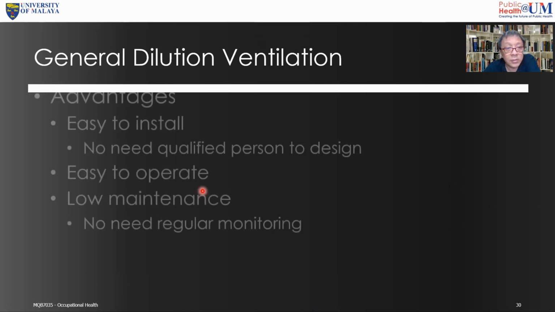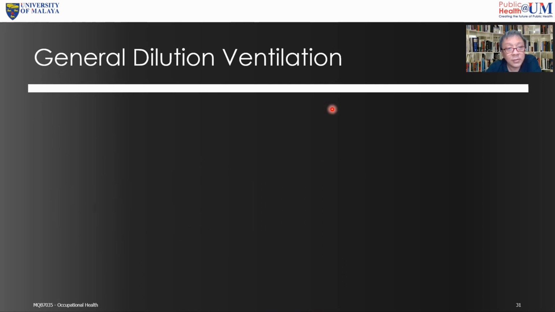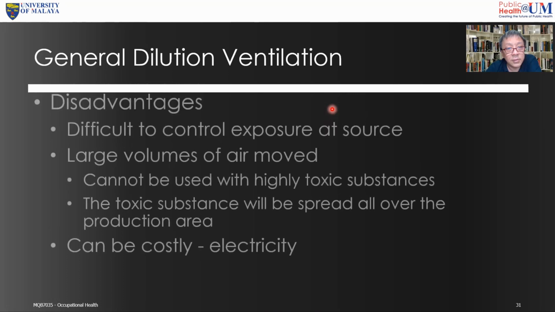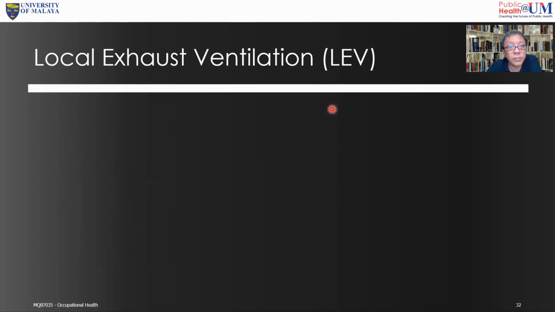All right. So what are the advantages and disadvantages of general directional ventilation? Advantages: it's basically easy to install, no need for a qualified person to design, easy to operate, low maintenance, and no need for regular monitoring. Disadvantages: difficult to control exposure, large volume of air moved, cannot be used for highly toxic substances. The toxic substance will be spread all over the production area, and it can be costly because of the electricity used.